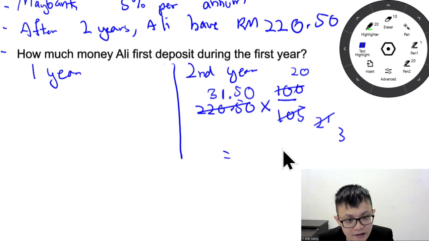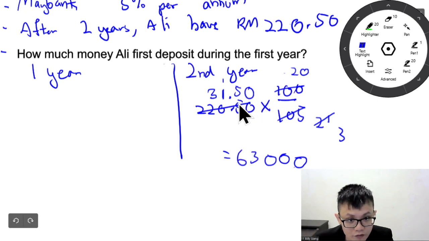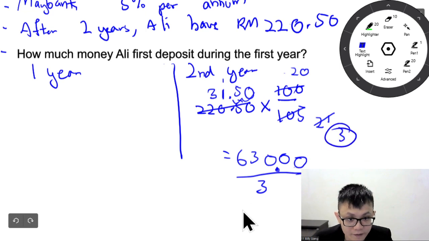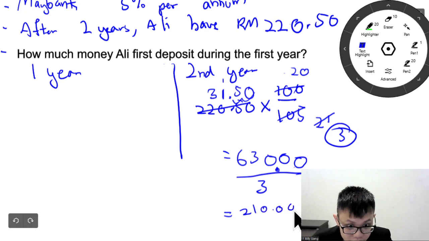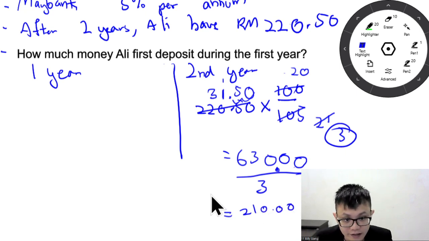So I just write another 0 here. 0 times 2 is 0, 5 times 2 is 10. 1 times 2 is 2 plus 1 is 3, and 3 times 2 is 6. With 2 decimal points, I get 630, divided by 3, correct or not? Because here there is still a 3. So divided by 3, I will get 210.00.